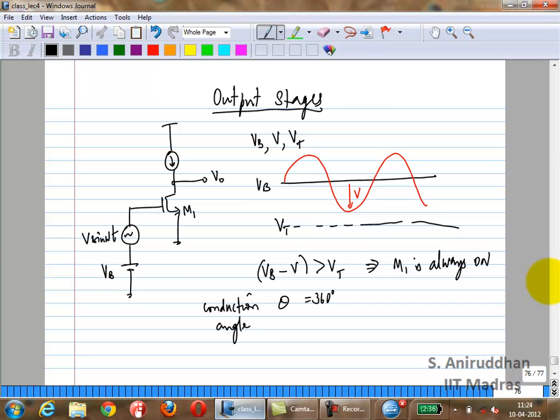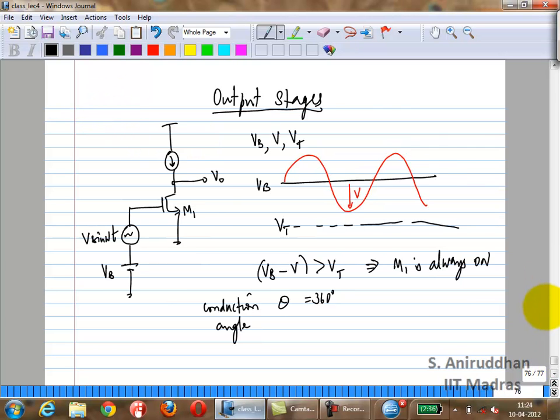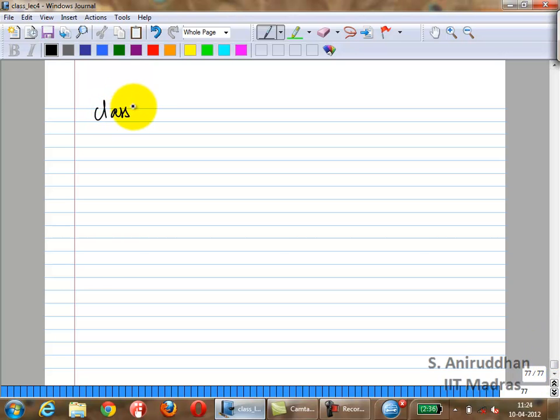So now you also have what is called class B. So this one is called class A operation. Okay, when the conduction angle is 360 degrees, it's called class A operation. Okay, now you can think of class B operation. These are all classic terms. Class A, class B, it's just names which people came up with.